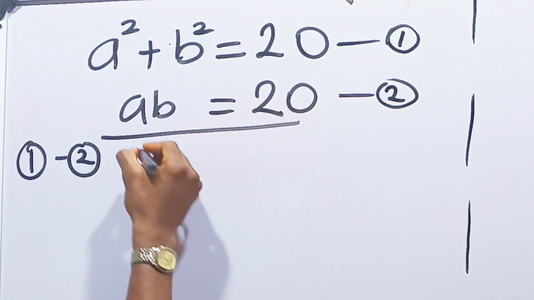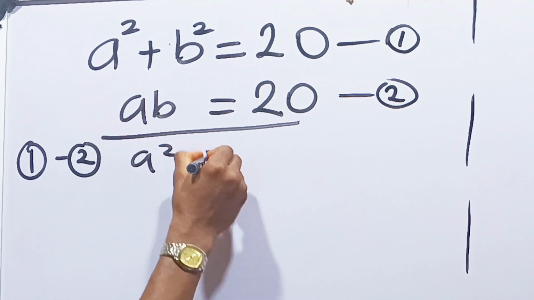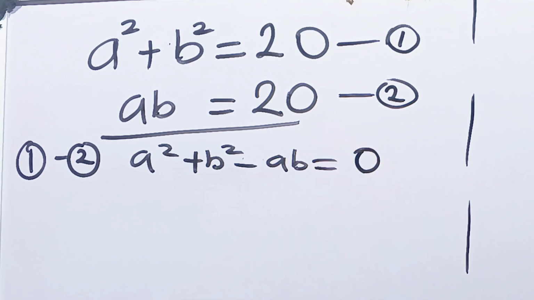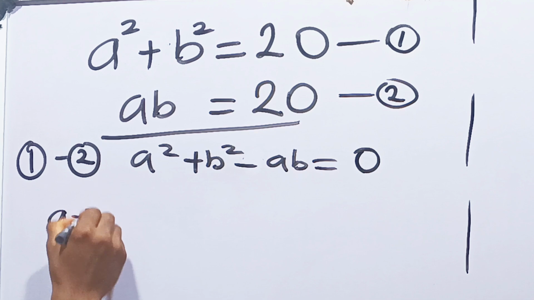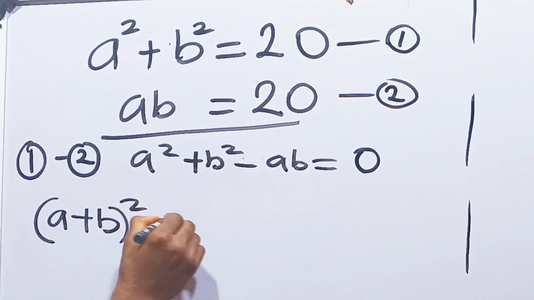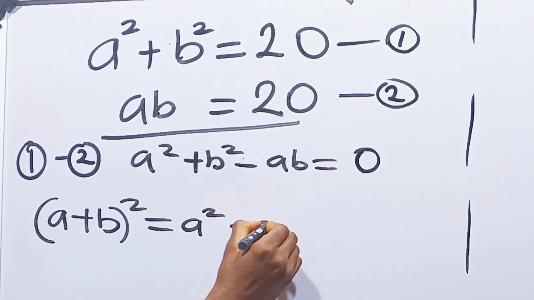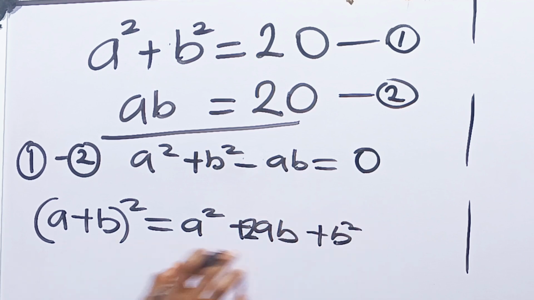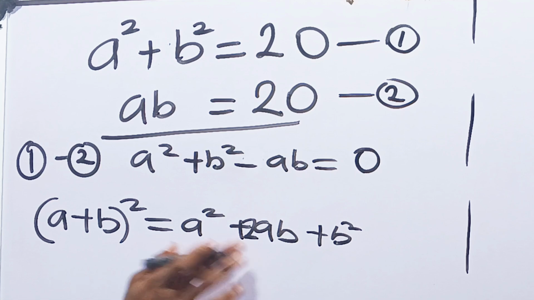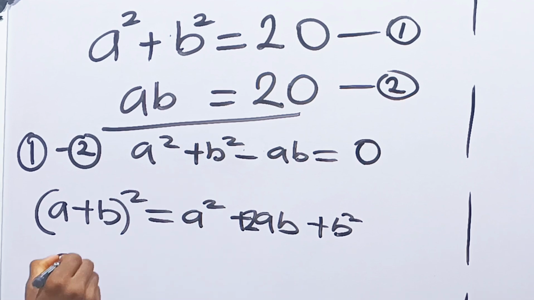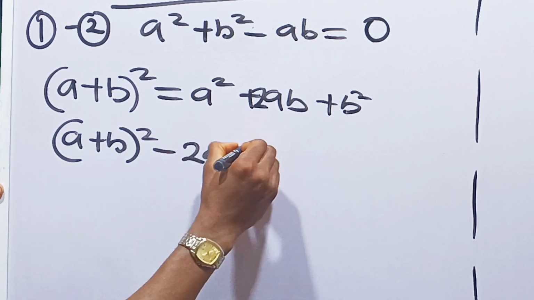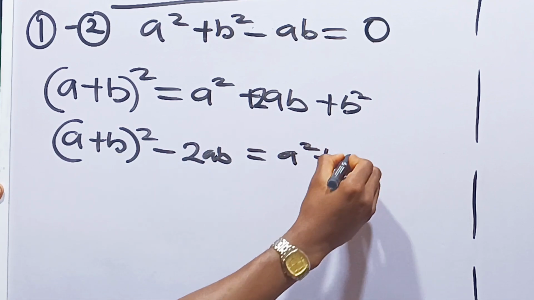From here, we're going to have a squared plus b squared minus ab is equal to 0. Now, the same thing from here, we can say that when we have (a plus b) all squared, it is equal to a squared plus ab plus ab plus b squared, so to get that when we expand this. Now, in order to make this look like this, we're going to have that (a plus b) all squared minus 2ab is equal to a squared plus b squared.